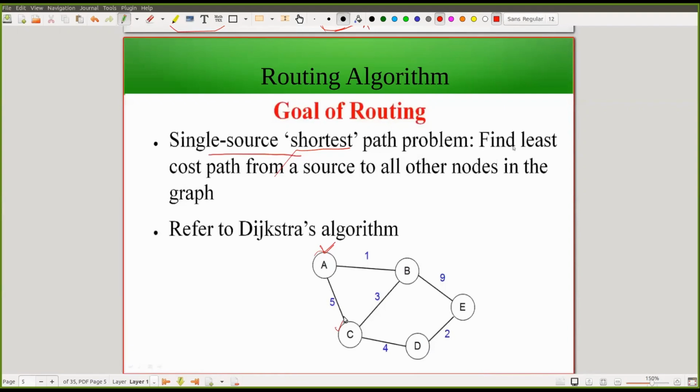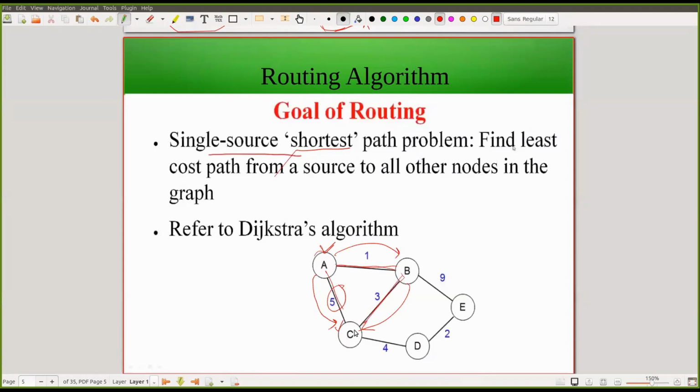In this case, what are the possible paths available? I may go A to B to C, or I may go directly. If I go directly, look at the cost of going from A to C, say 5. If I go through B, the cost is 1 plus 3, which is 4. So among these two, the shortest path is through B.